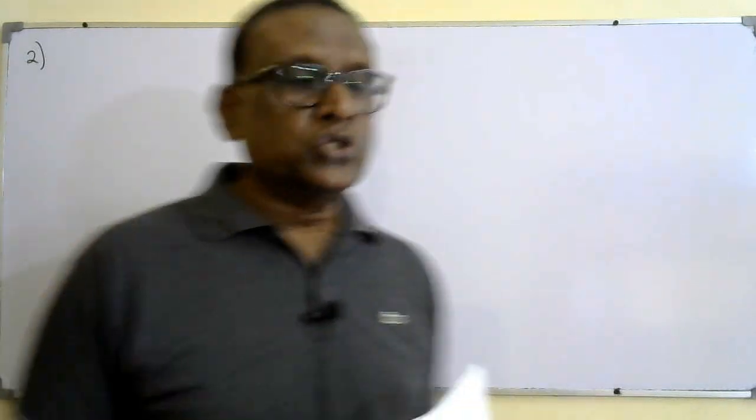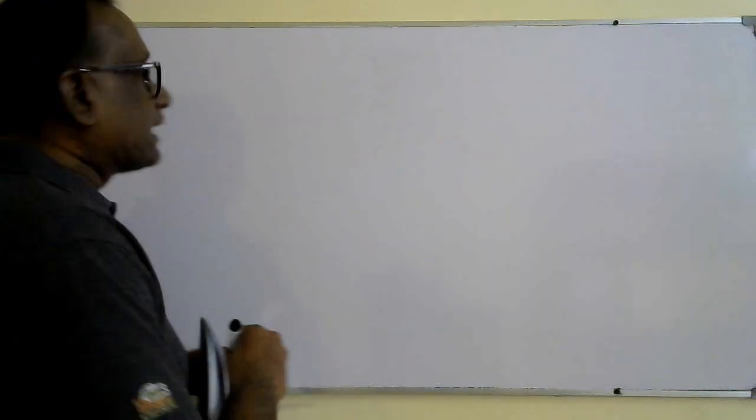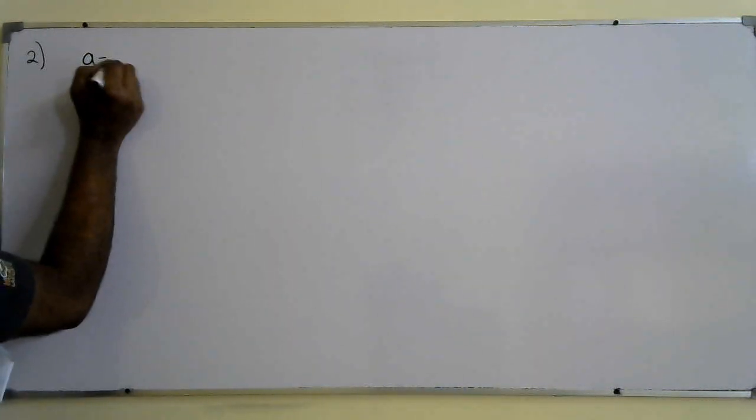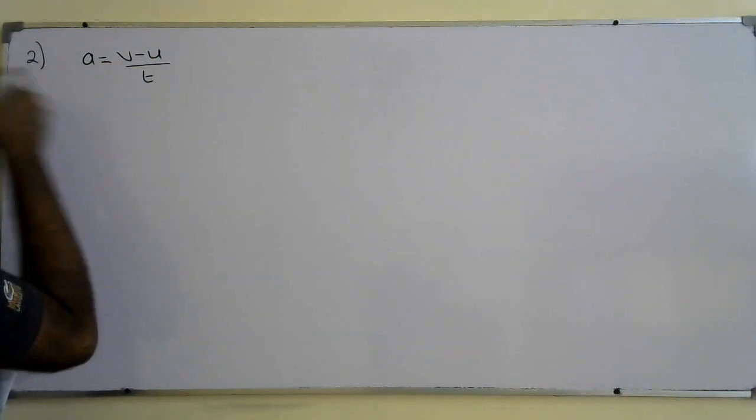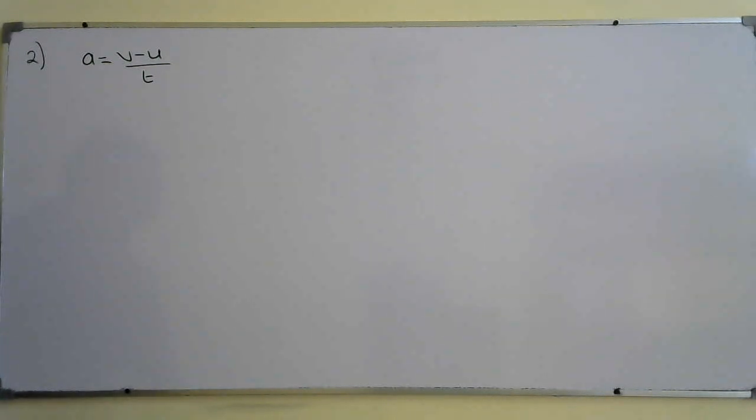Okay, so there you know the overall equation. I can say a equals v minus u over t. That's the definition of acceleration. From that, if you multiply by t and make v the subject.